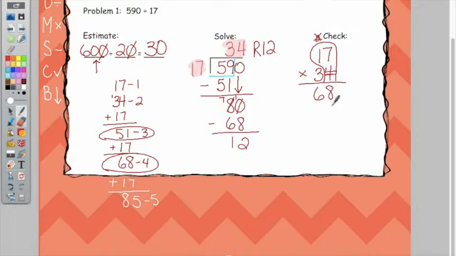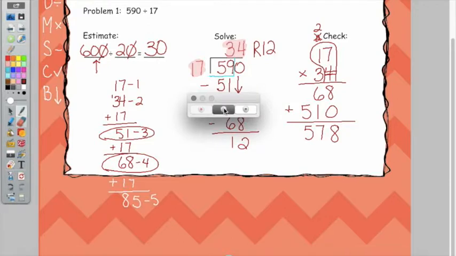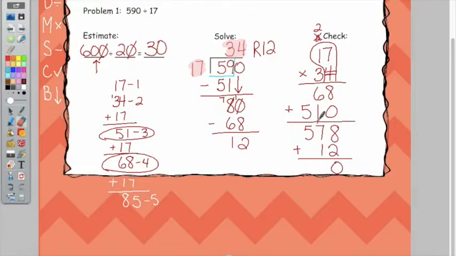X's and O's. What did I do wrong? You added 30. I got the same as you. No, I got the same. I got 559. I mean 550. 90. Yeah. All right, so now add your remainder. And hopefully I'm going to get 590.